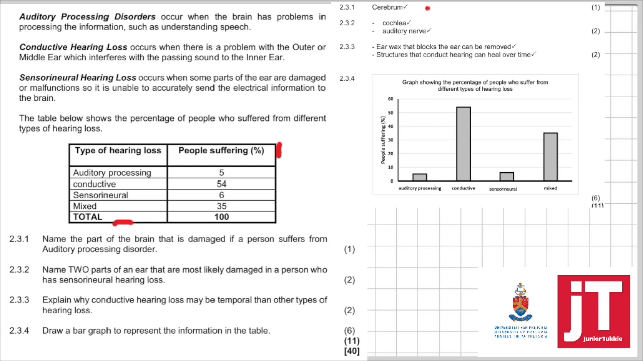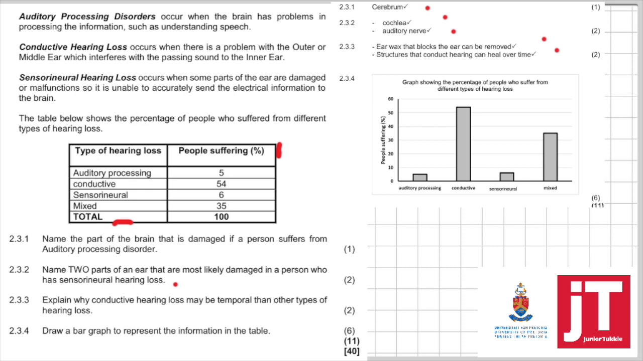2.3.2. Name 2 parts of an ear that are most likely damaged in a person who has sensory neural hearing loss. That, of course, is the cochlea or auditory nerve. 2.3.3. Explain why conductive hearing loss may be temporary compared to the other types of hearing loss. Because it is earwax that blocks the ear, and that can be removed, and the structures that conduct hearing can heal over time.